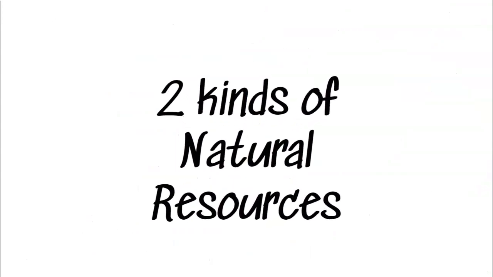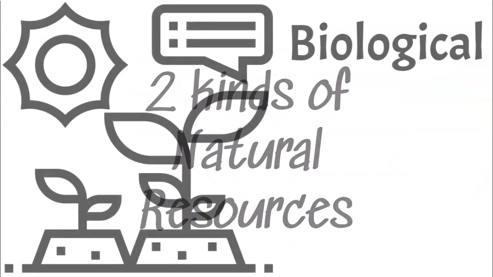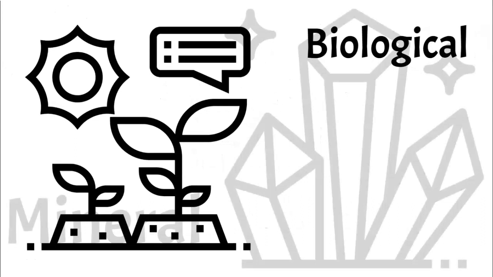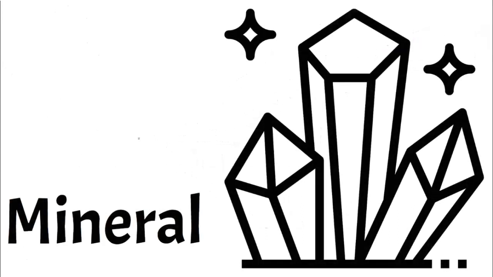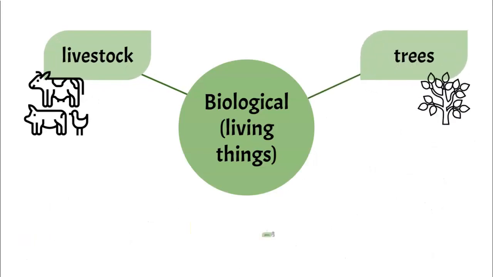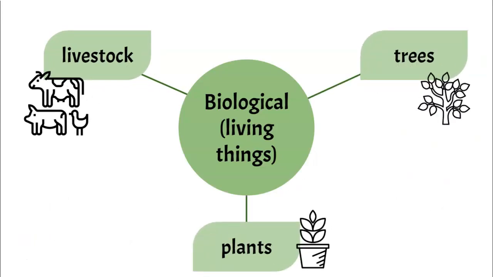So there are two kinds of natural resources, biological and mineral resources. The first one we're going to look at is biological. Biological resources are living things, livestock such as cows, pigs, chicken, geese, goats, or they can also be trees or plants. Crops we grow in fields, or the flowers you plant in your garden, are biological resources.